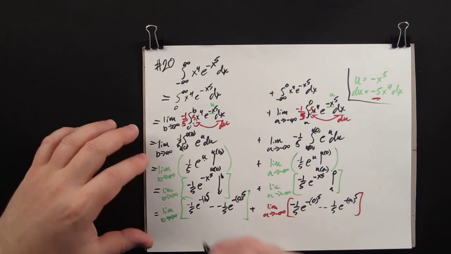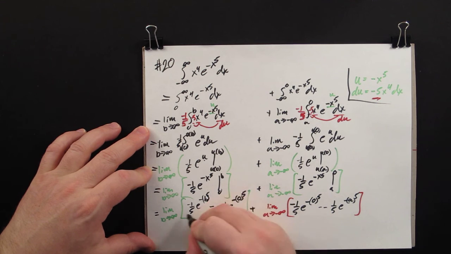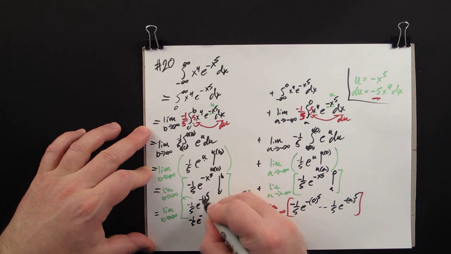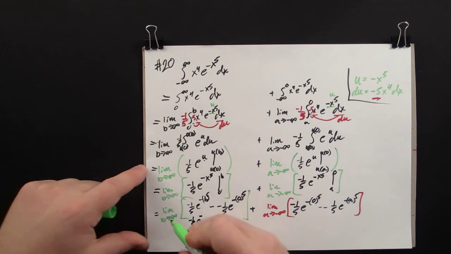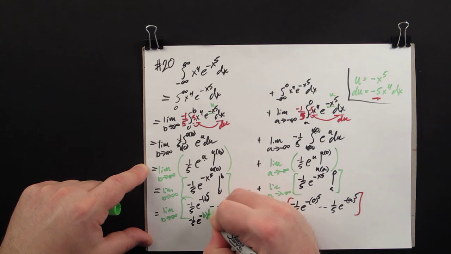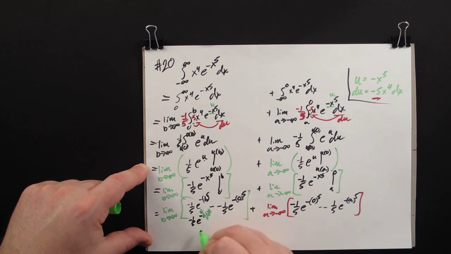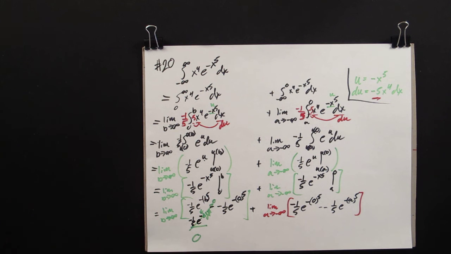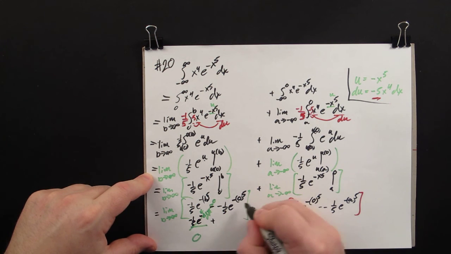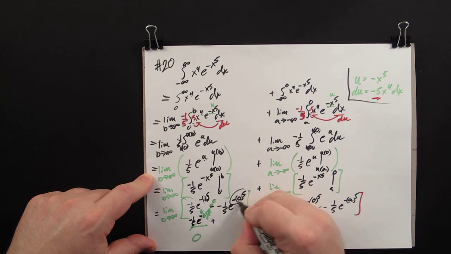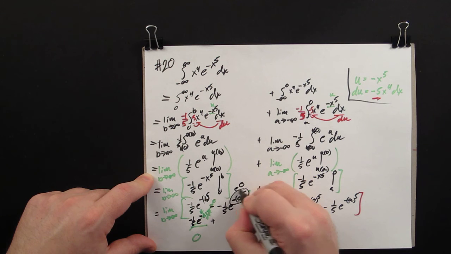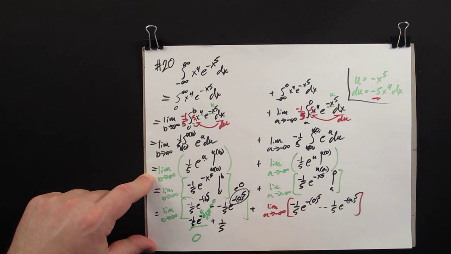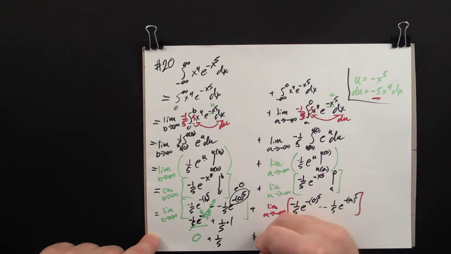Okay, so let's start evaluating these. This is going to be minus 1/5 e to the negative b to the fifth. Now this negative b to the fifth here is going to be a negative big number, so this term is going to go to 0. This is plus, and the overall result of 0 there means we have e to the 0, which is 1. So this is going to be plus 1/5, and that's the result on this one.